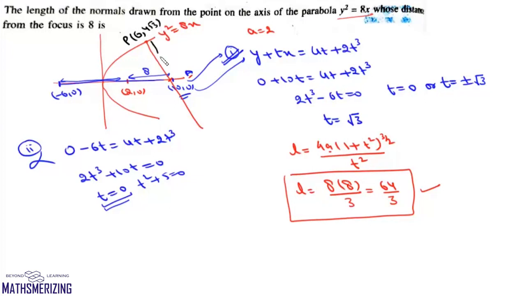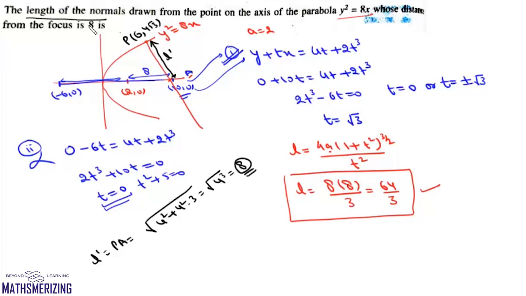Now we'll find this length, which is L dash, which is PA. So this length will be the square root of 4 square plus 4 square into 3. So there'll be the square root of 4 cube, the square root of 64, which is 8. And that is the answer to this question. So rather than asking for this distance PN, they actually wrote in the question length of the normal, which is indeed incorrect, because the length of the normal in this case should be 64 by 3 and not 8. 8 is the distance of this foot of normal from this point.